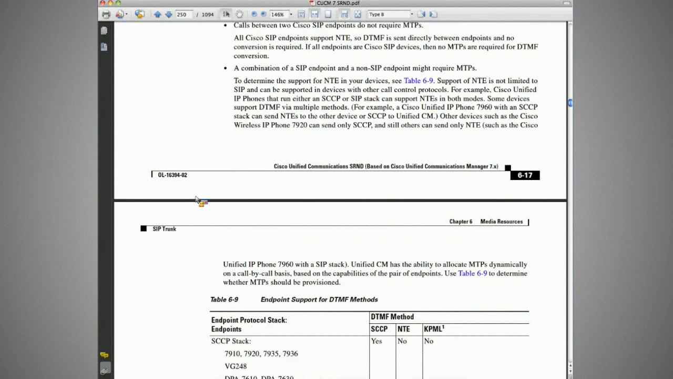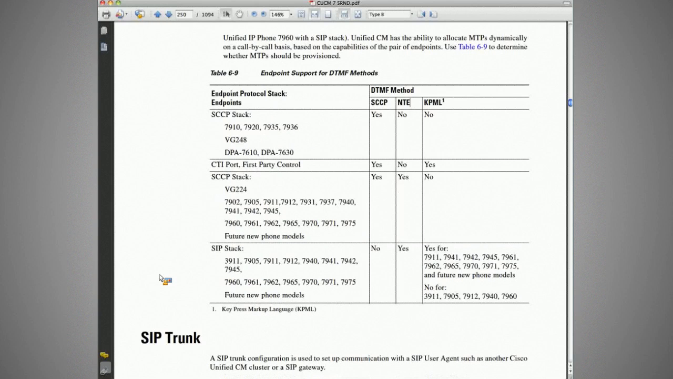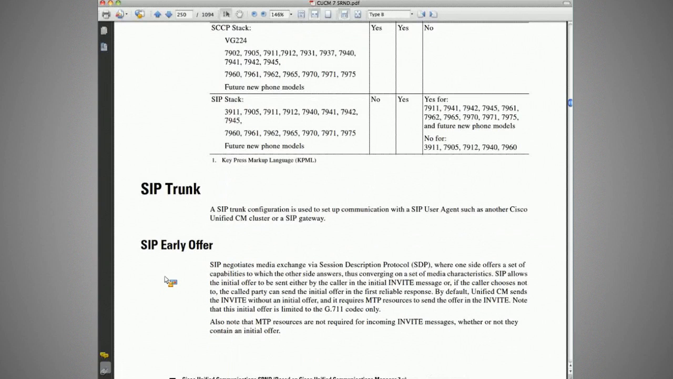Okay, so this is going to go in, and I'm not going to read the whole thing, of course, to you. It actually tells you which phones, based on the skinny stack or the SIP stack for various types of phones, support the various methods. By the way, most skinny phones do support, at least the newer ones, not the old ones, actually Conference Bridge as well, or the conferencing phone, rather, do support named telephony events. So if both sides are supporting NTE, then we typically don't need an MTP, okay, as long as both sides would support it. But anytime we have a disparate type of DTMF relay, then we're going to need it.